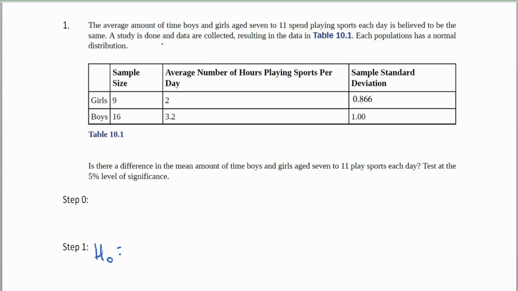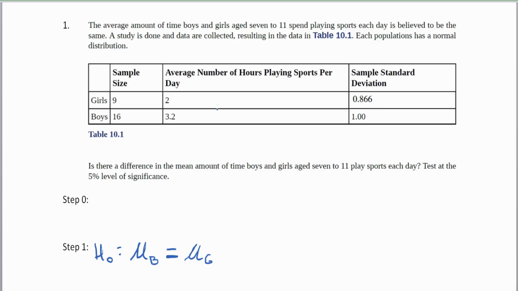But in this case, let's read this sentence again. The average amount of time boys and girls spend playing sports each day is believed to be the same. So that means the population of boys, which I will put mu sub b, and you can use a subscript of 1 if you'd like, for boys or girls. And then mu sub g is believed to be the same. Okay, so that's your null hypothesis right there. Now, your alternative is basically going to be whether you want to claim that girls were greater than boys, or boys were greater than girls, or it's just that they're not the same.